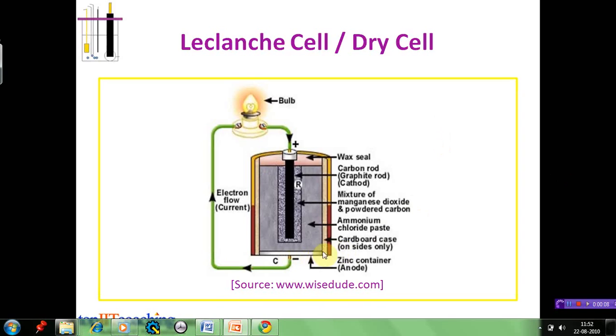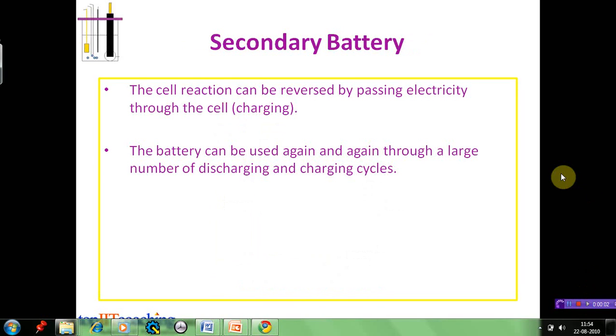This is a diagrammatic representation of Leclanche cell or dry cell. This container, which is formed of zinc, acts as the anode, and this carbon rod surrounded by a mixture of manganese dioxide and carbon black acts as the cathode. This space, shown in grey color, between the two electrodes, that is this rod and the container, is filled with moist paste of ammonium chloride and zinc chloride. In the external circuit, the current flows from the cathode to the anode.